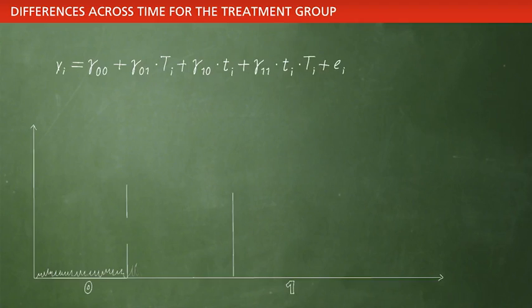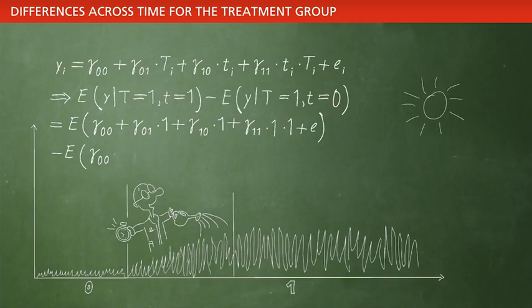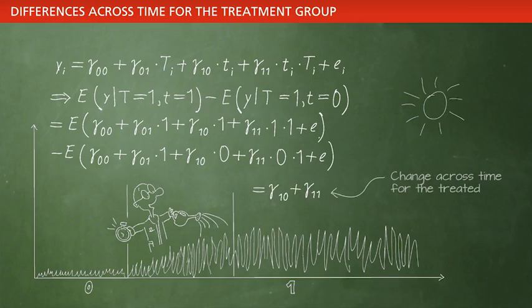We write the regression model once again to keep track of all the coefficients. Again, inserting the appropriate values of the treatment indicator, which is now 1, as we only look at the treatment group, and the time indicator, which is 1 in the last period and 0 in the first period, we get that the average difference across time for the treatment group is the coefficient for the time indicator plus the coefficient for the interaction term.